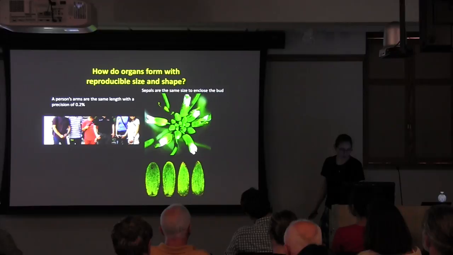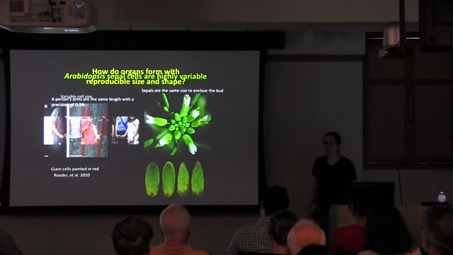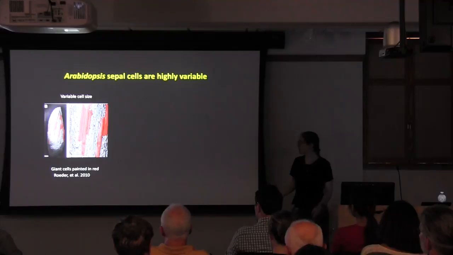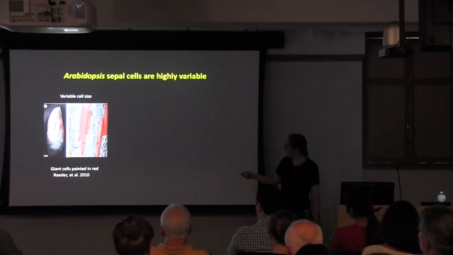What makes the reproducibility of organ size particularly mysterious is the finding in many organisms that cells are highly variable. If we take sepals as an example, sepals have highly variable cell size. They've got this beautiful pattern of giant cells, which I've false colored here in red, interspersed between a whole range of smaller cell sizes. So there's a ton of variability in cell size.